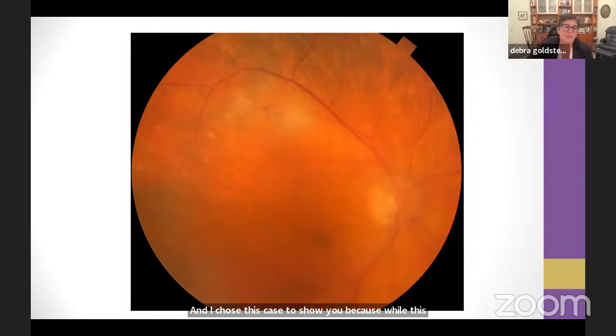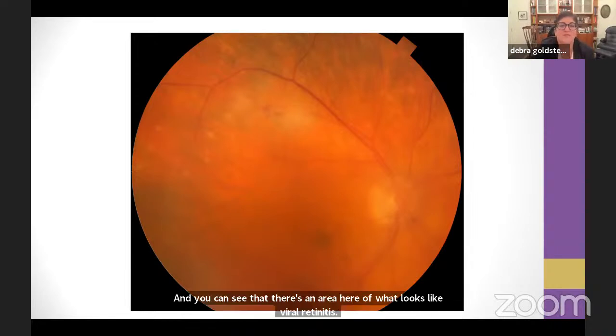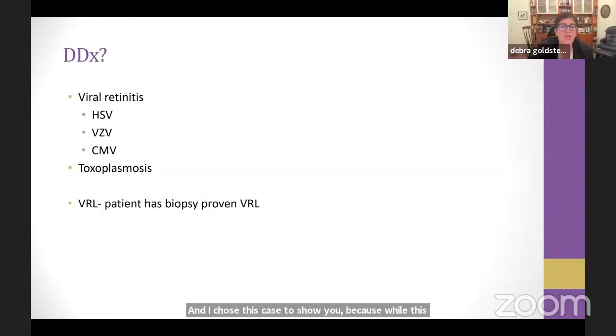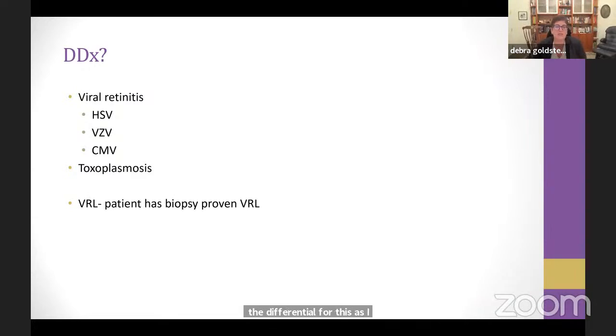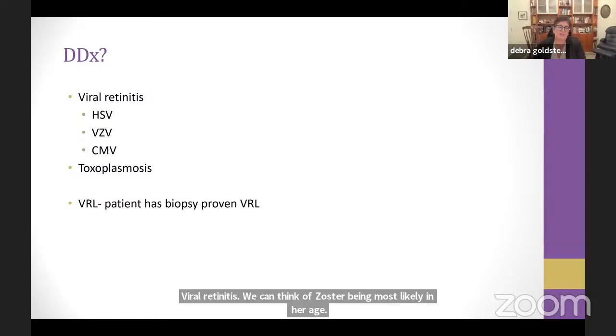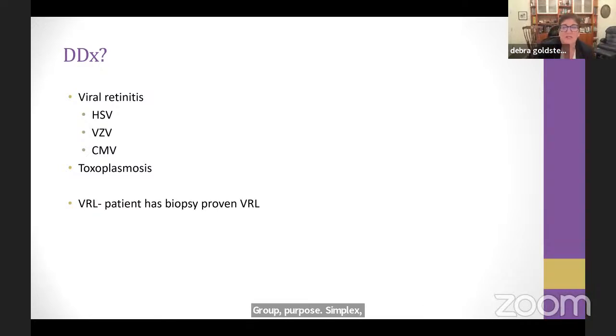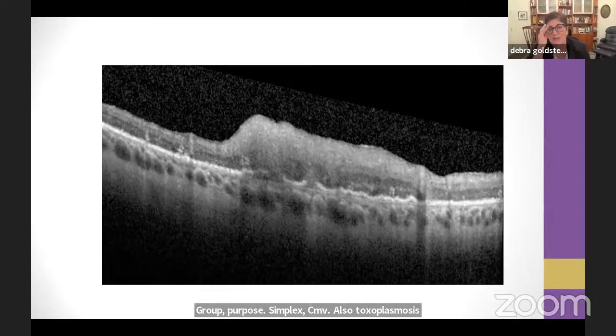I will tell you that at this point, we already knew that she had biopsy-proven vitreoretinal lymphoma. So the differential for this, as I said, is viral retinitis. We can think of zoster being most likely in her age group, herpes simplex, CMV, also toxoplasmosis if she's immunosuppressed. But again, she does have biopsy-proven VRL.